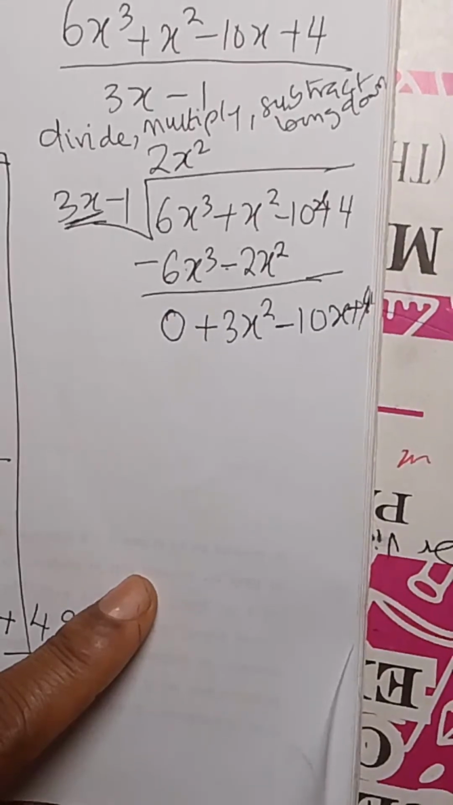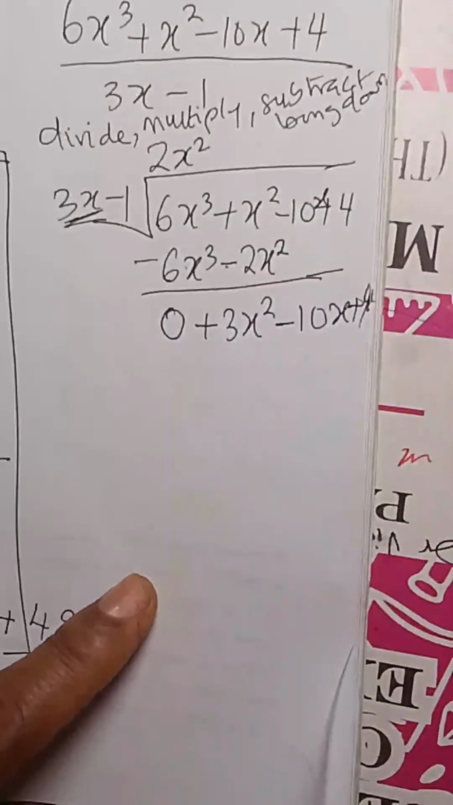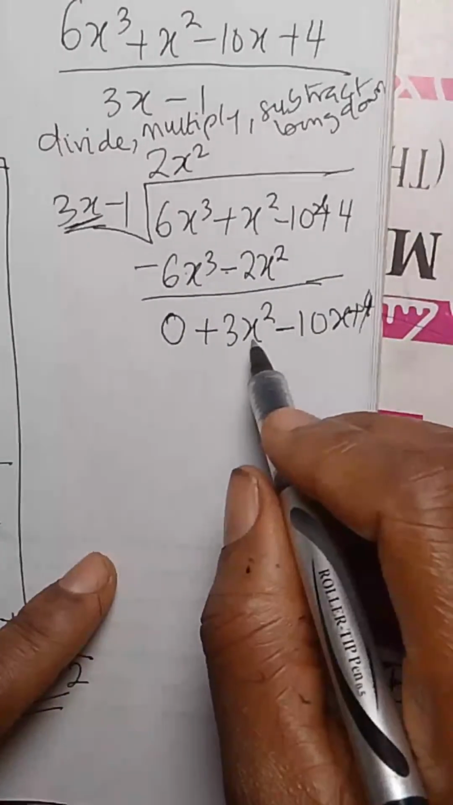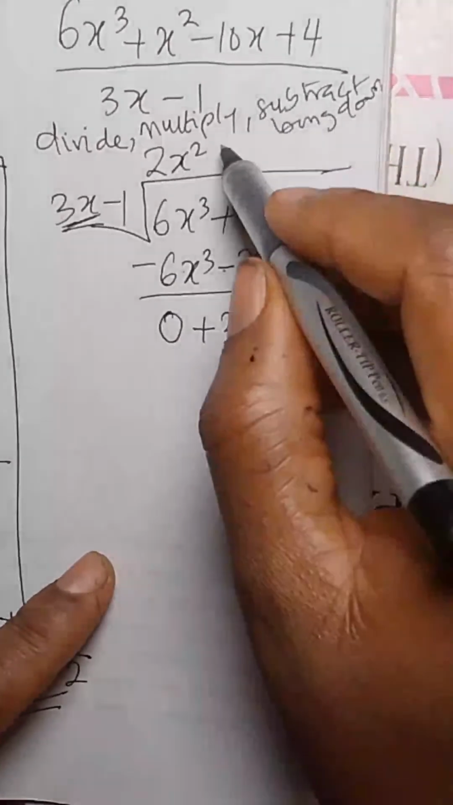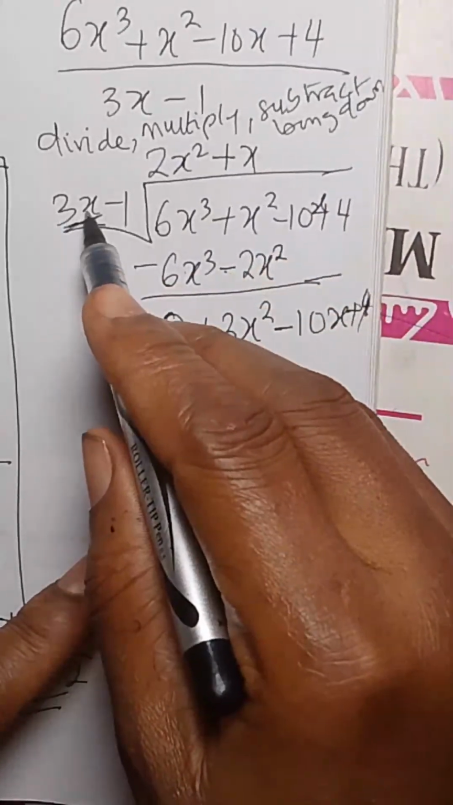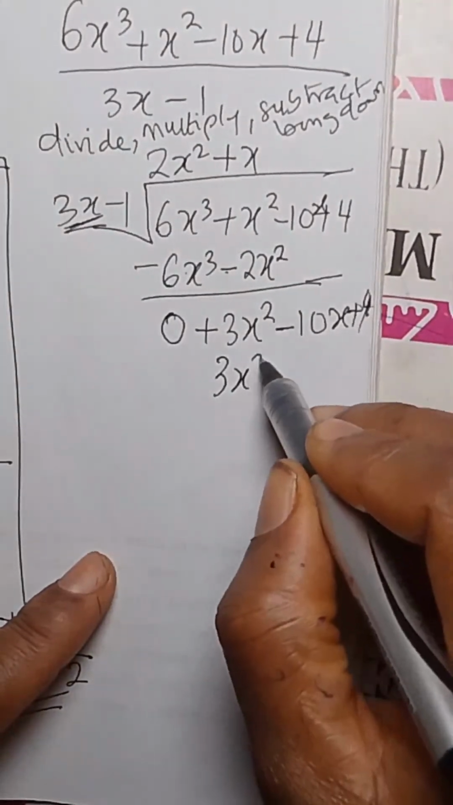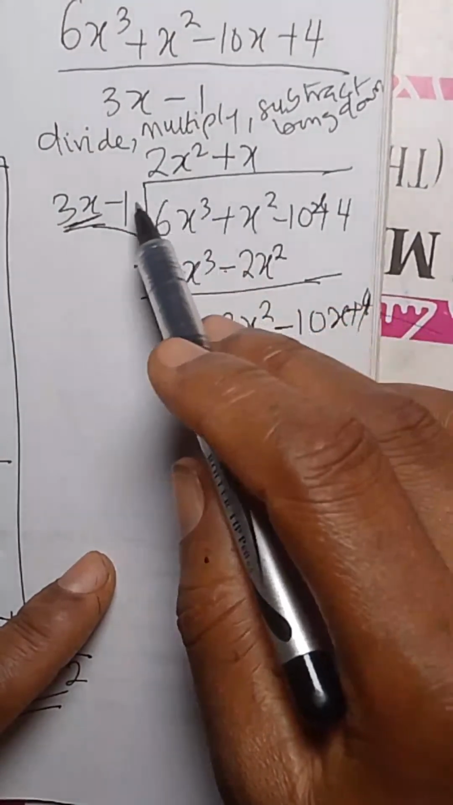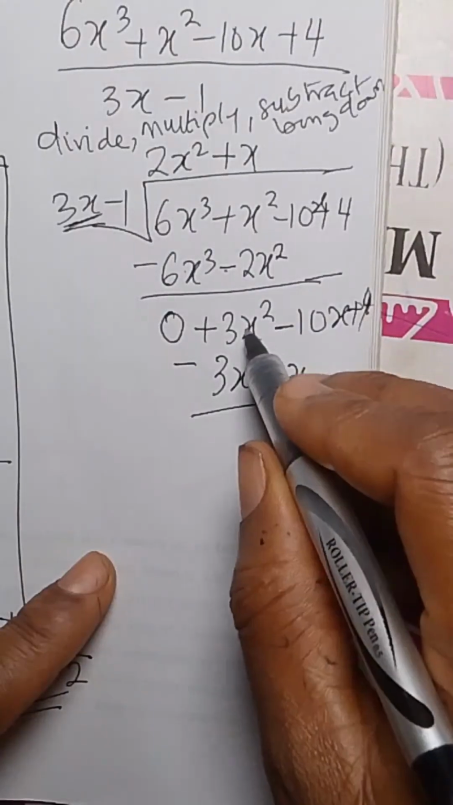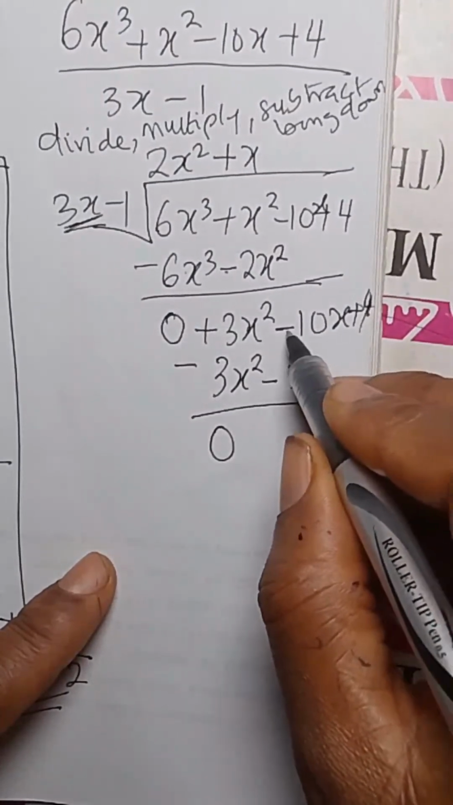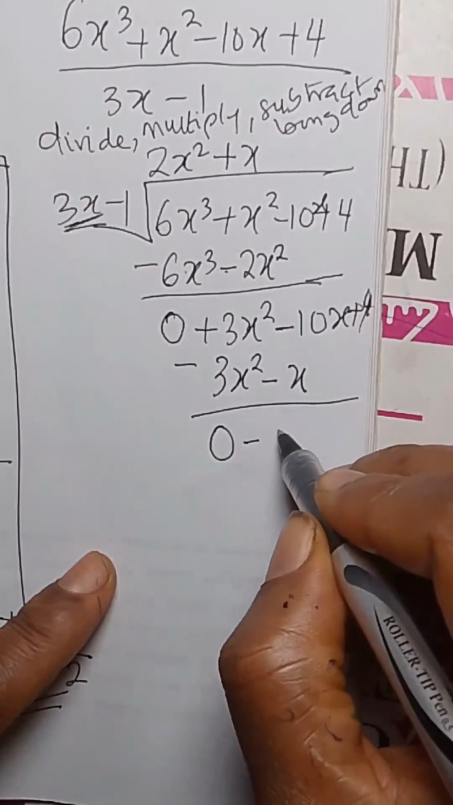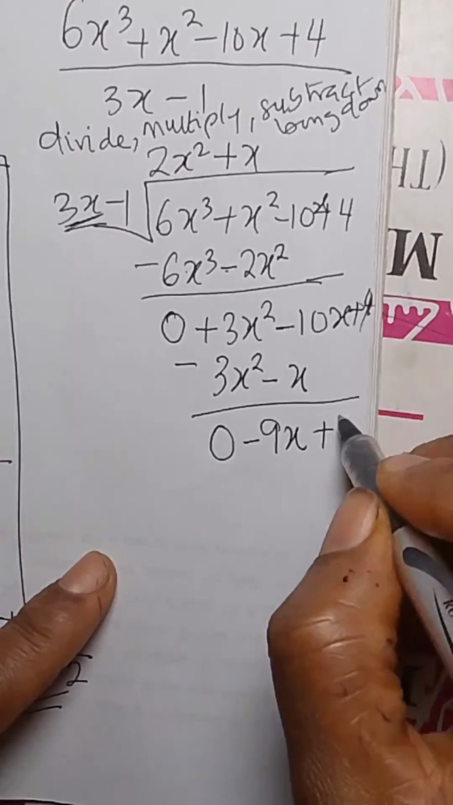All right. So we are going to divide again by 3x. 3x squared divided by 3x will give us x. And that is plus x. So when you multiply 3x by x, it will give us 3x squared, minus x times 1 will give us minus x. Okay, so we're going to subtract. If you subtract here, we'll have 0. Minus 10x plus x will give us minus 9x. Then we'll bring down our 4.